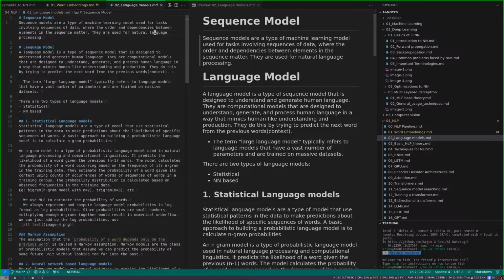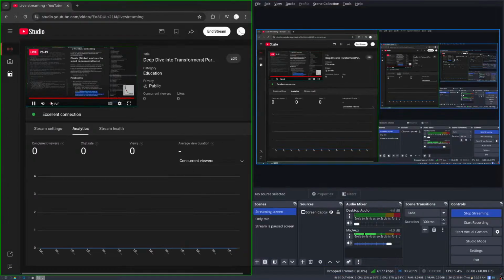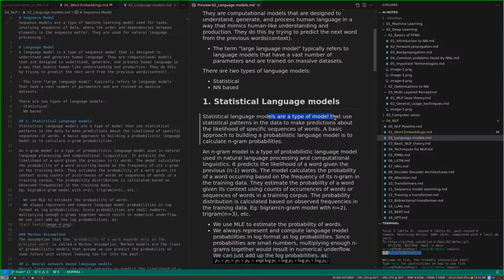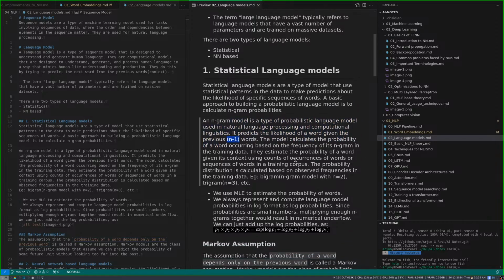Language models. Sequential models. They can be statistical or neural network based. Statistical language models are the type of language models that use statistical patterns. It contains the n-gram model, which is a probabilistic model. It predicts the nth word given n minus one words.